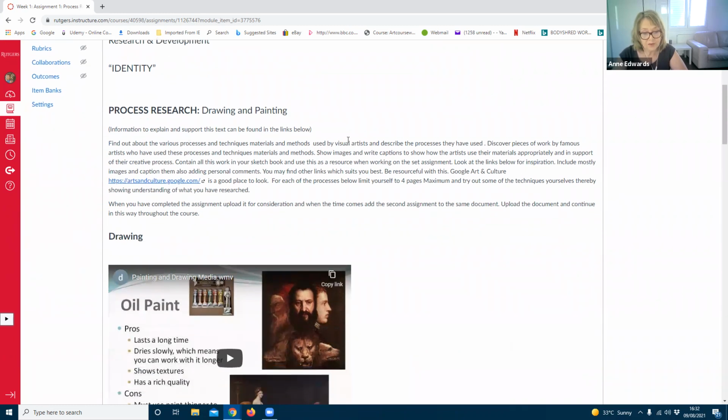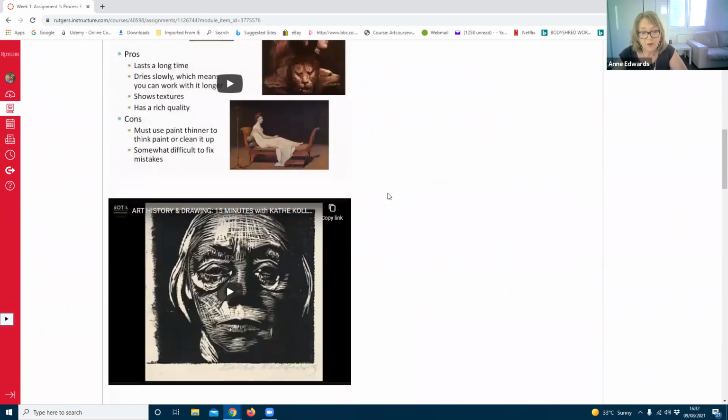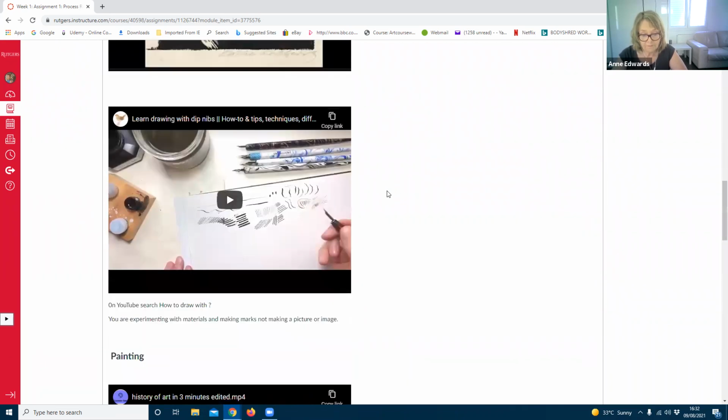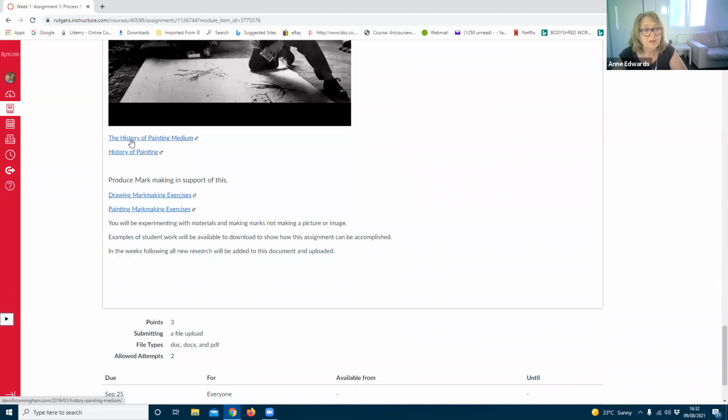So if you look through these, you will see films that you can watch, quite short, and this will help you when you produce your document about drawing and painting. You will also be able to open some of these links, the history of painting media, the history of painting, and then it will be a good idea to produce drawing mark making exercises, painting mark making exercises in your sketchbook maybe, and photograph them and put them on your document. So you've got to be experimenting with materials and making marks, but not making a picture or an image.